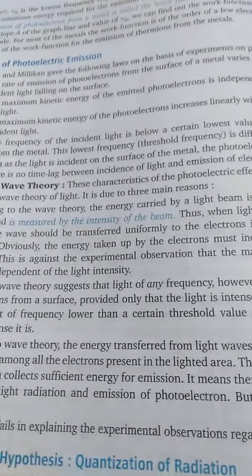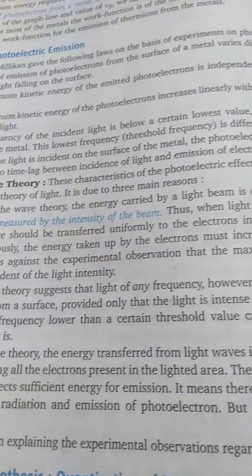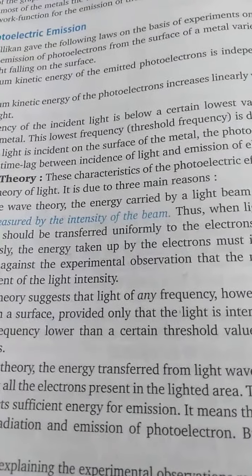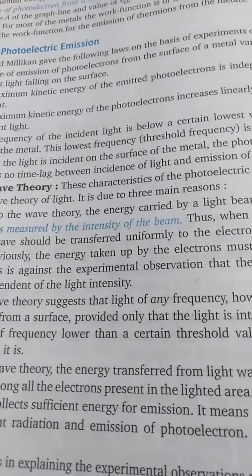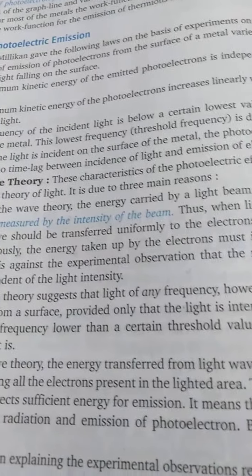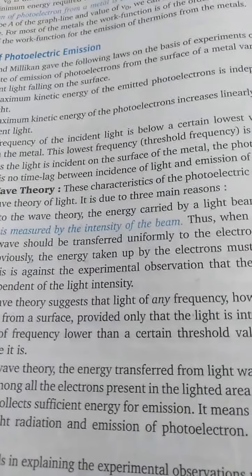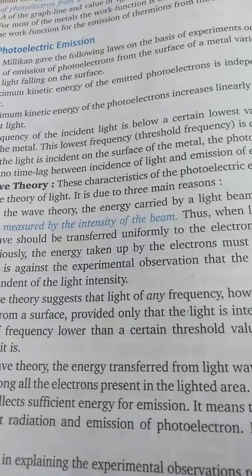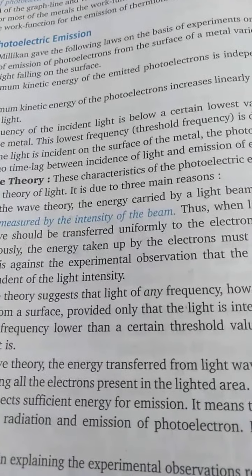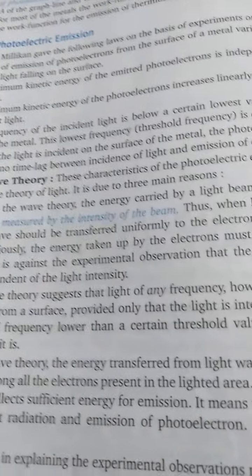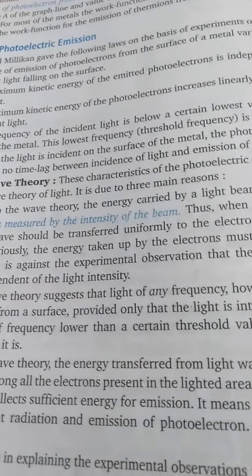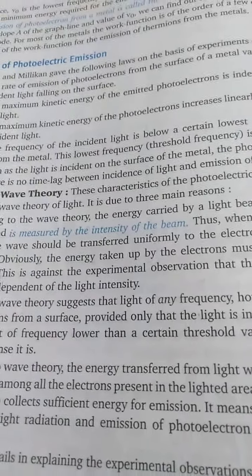Again, the wave theory suggests that light of any frequency should be able to emit electrons. But we have seen that there should be a minimum frequency, and light below the minimum frequency will not be able to emit electrons. According to wave theory, there should be no such criterion, but this criterion is observed. So the explanation of threshold frequency was not possible with the help of wave theory.